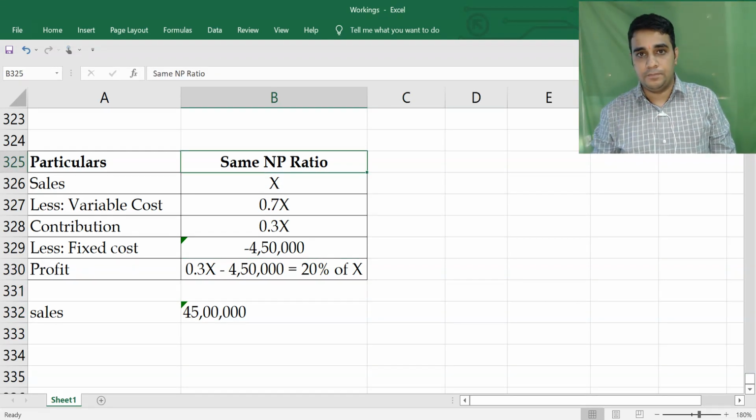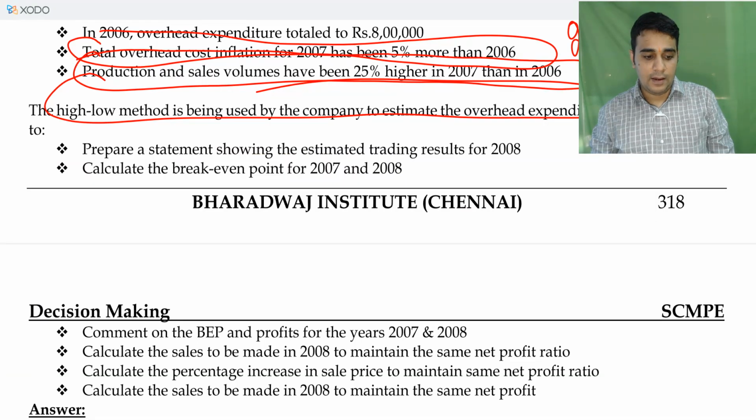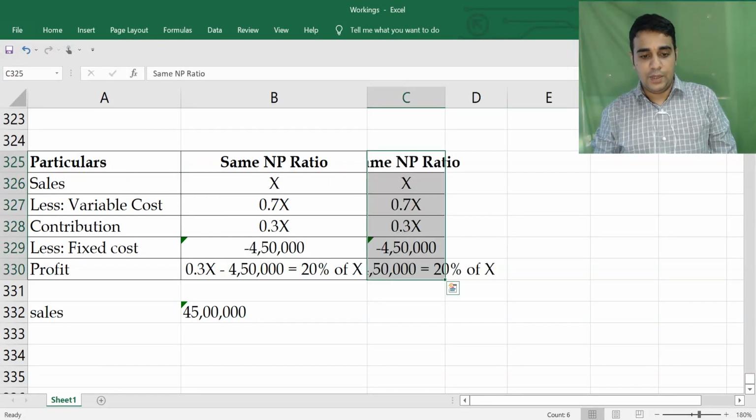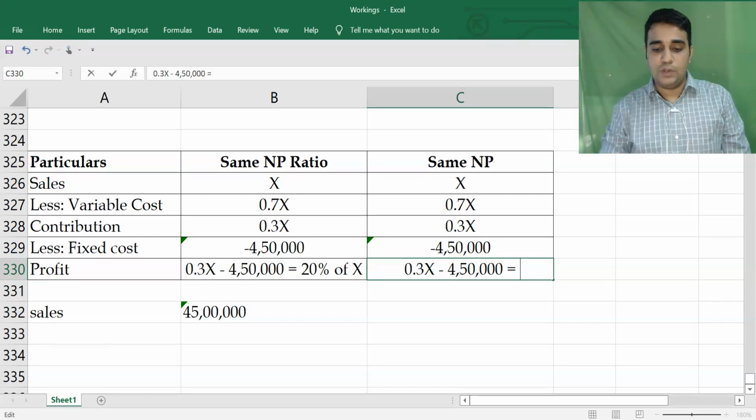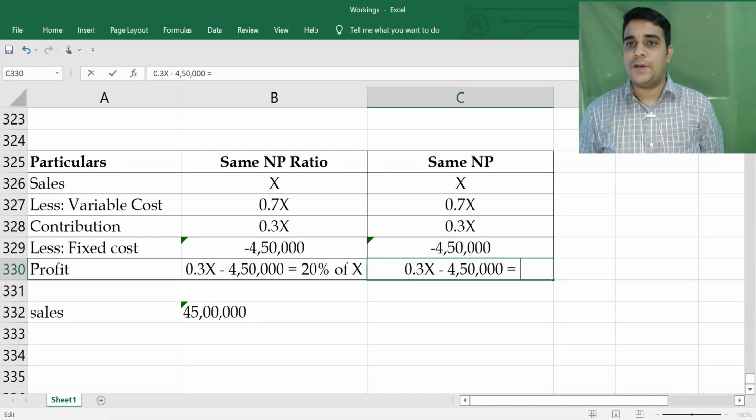Clear? I'll come to percentage increase later on. Next, the last situation we'll do: same net profit. There's something on selling price, I'll do that in the end.